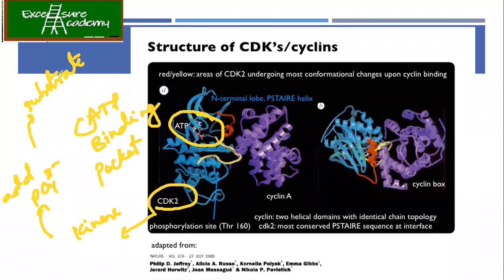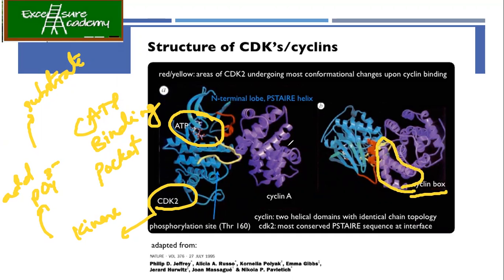Okay, now if somebody asks you from where the kinases are getting their phosphate group, then you should understand that they get their phosphate group from the ATP. So it means that CDK2 also has an ATP binding pocket. Now if you see in the figure, the cyclin box is there, which is actually interacting over here.